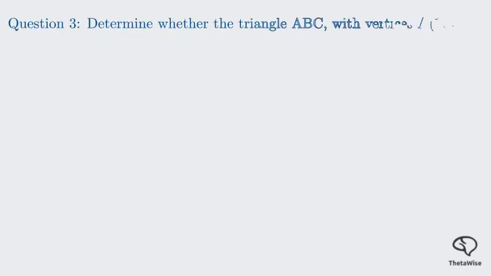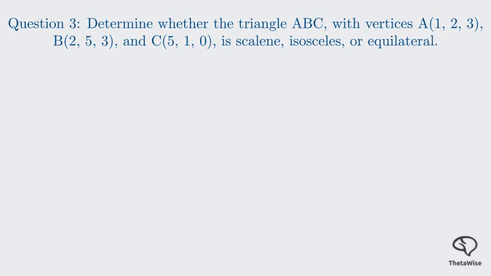Question 3 asks us to determine the nature of a triangle. Recall that a scalene triangle has no equal sides. An isosceles triangle has 2 equal sides, and an equilateral triangle has 3 equal sides. Pause to work it out. The strategy is to find the length of each side and then compare them.